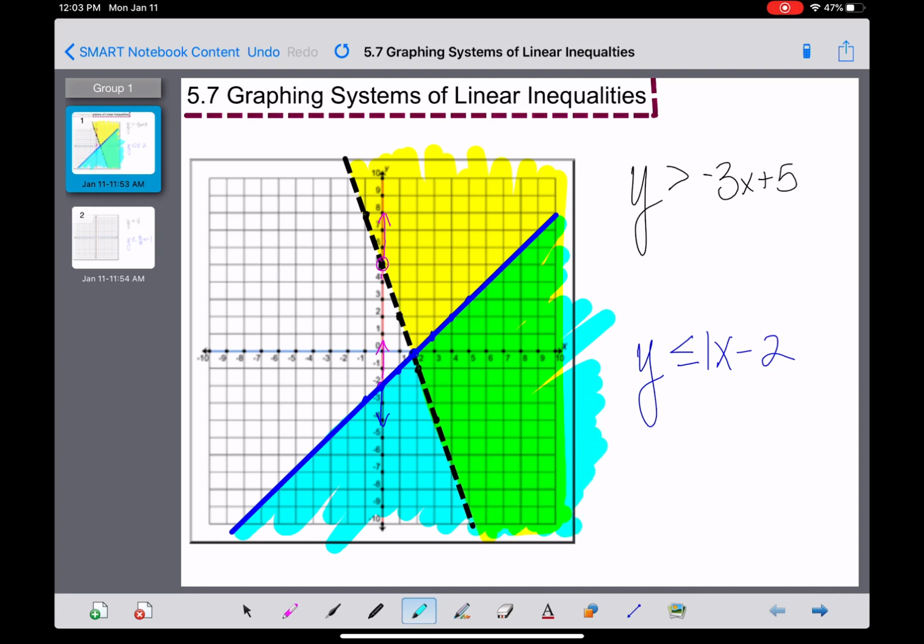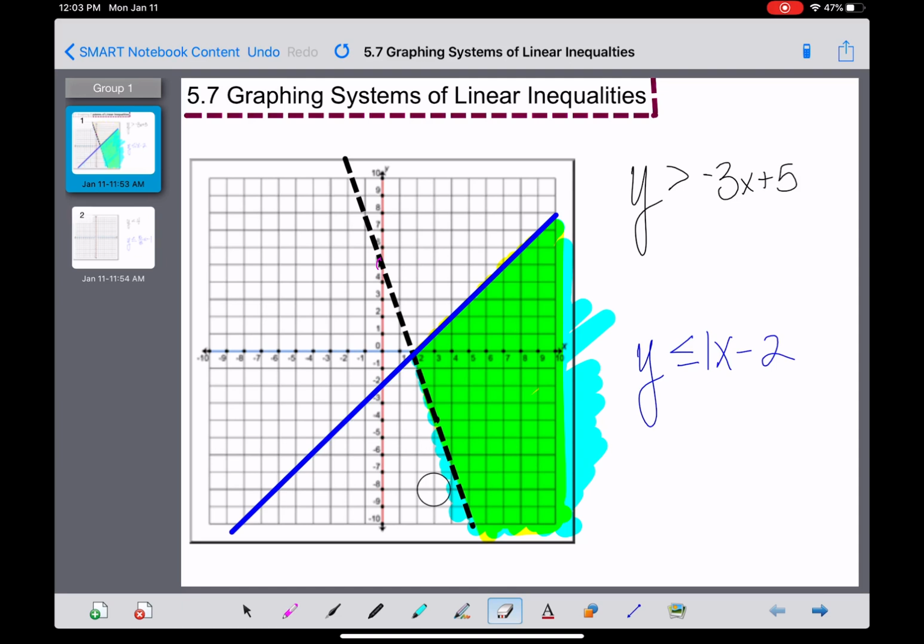So my solution set is where the yellow and the blue intersect. And as I'm sure you know from art class, when yellow and blue intersect, they make green. So my solution region is the green area.